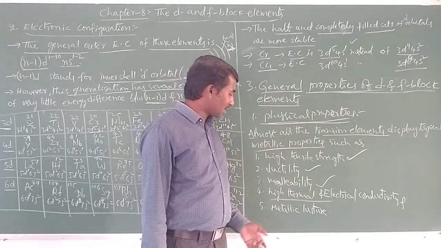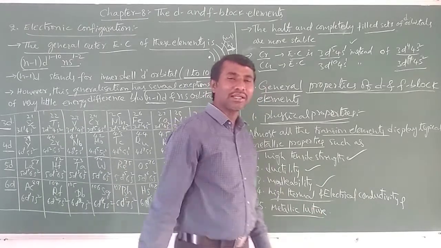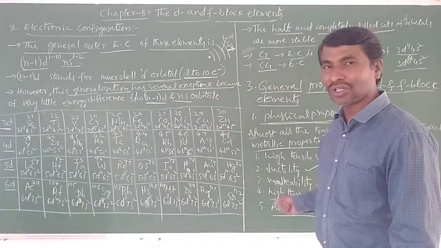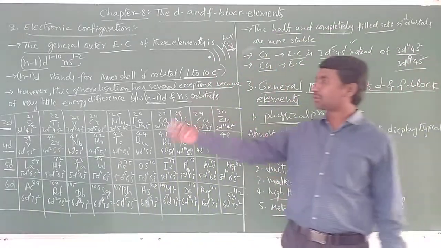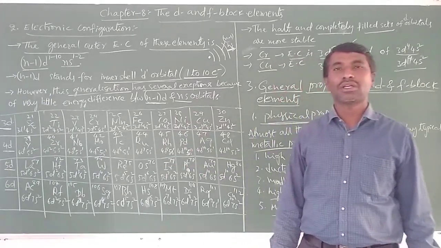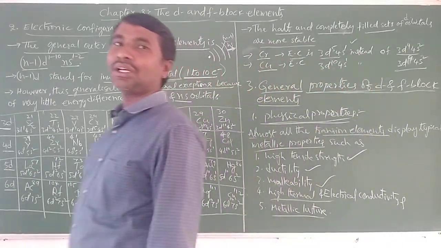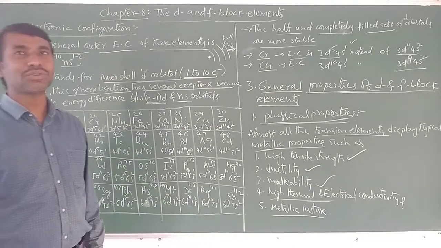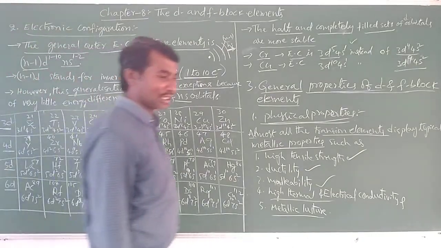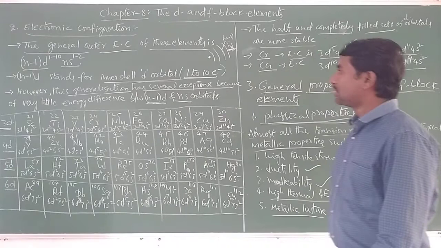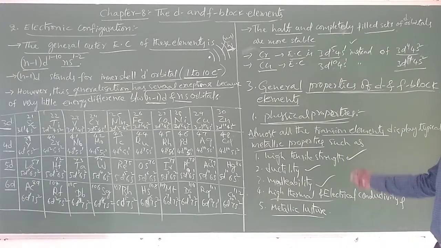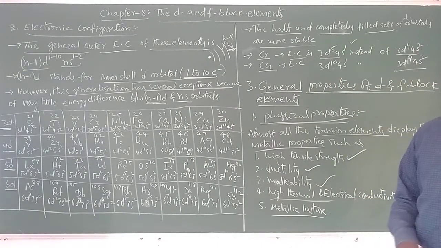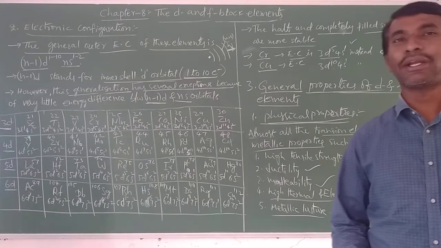Another one is metallic luster. Almost all these elements show a lustrous nature, which means they have a shining appearance. So these are some of the metallic properties.